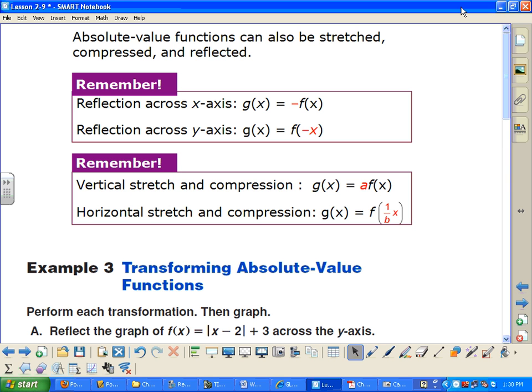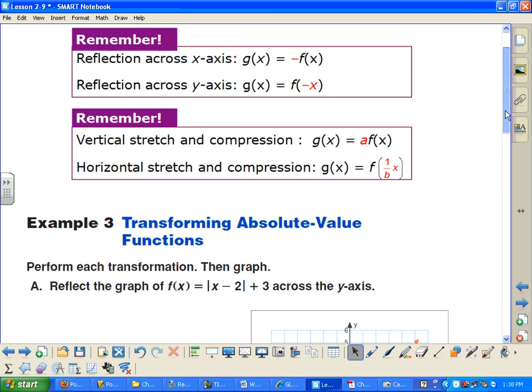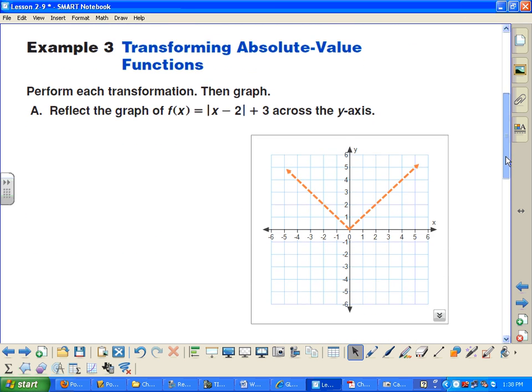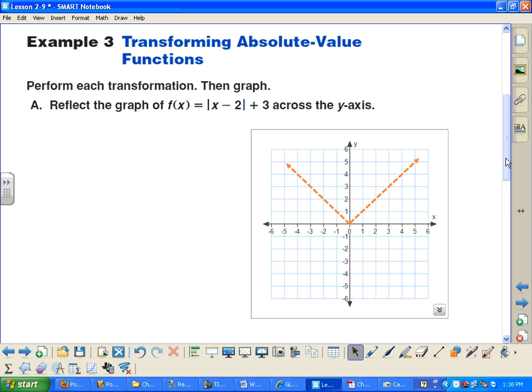Now the one thing is, if you take the absolute value function itself, and I reflect it horizontally, it's going to look the same. If I just reflect it over the x-axis, it looks the same, or the y-axis, excuse me. All right, so here they want us to perform this translation and then graph it.